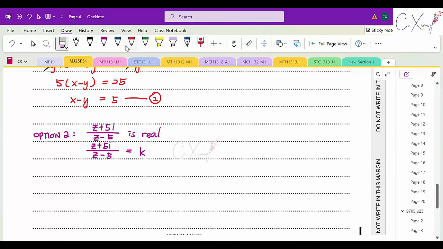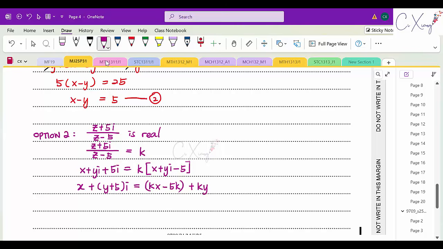so maybe I try to get rid of the denominator, I bring it to the other side. So x + yi + 5i equals k, then (z - 5). So the z here I replace using x + yi. Okay, then again, I group imaginary part together with imaginary part on the left. Same thing happens for the right hand side. I will keep the real part with the real part, imaginary part with the imaginary part.